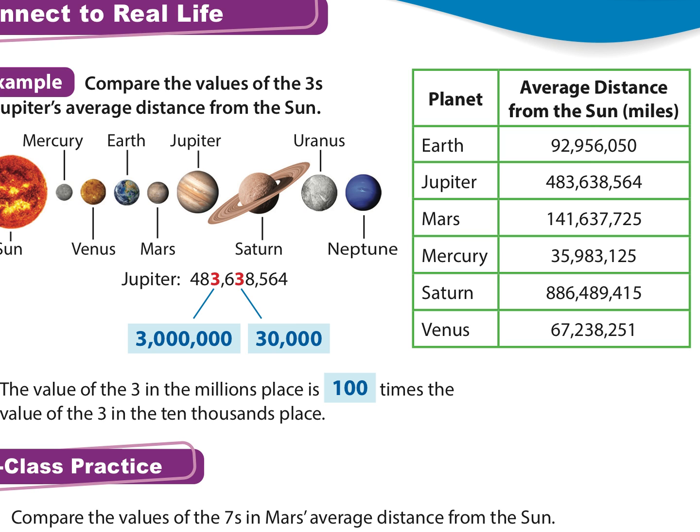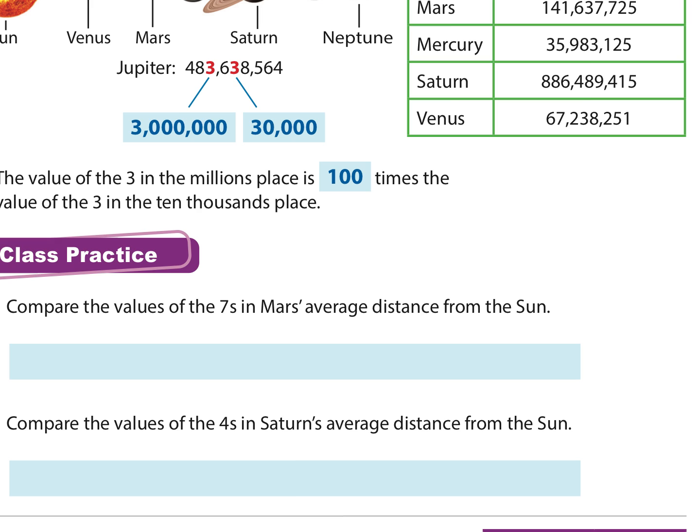How many zeros are in 100? 2. So you're adding how many zeros? 2 when it's 100 times greater. Okay, let's look at number 12.